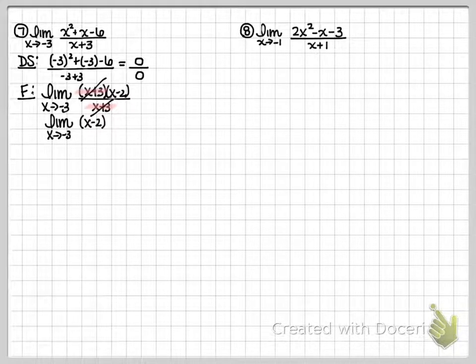This looks a whole heck of a lot better. Now let's actually plug the -3 in. So that's going to be -3 minus 2. That gives me -5, which means my original problem is going to have a limit of -5.